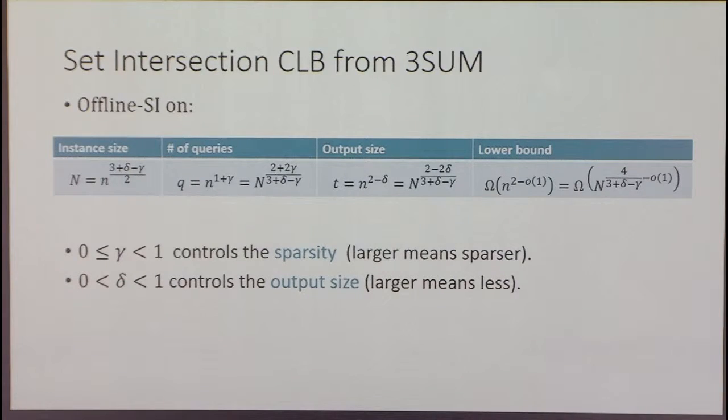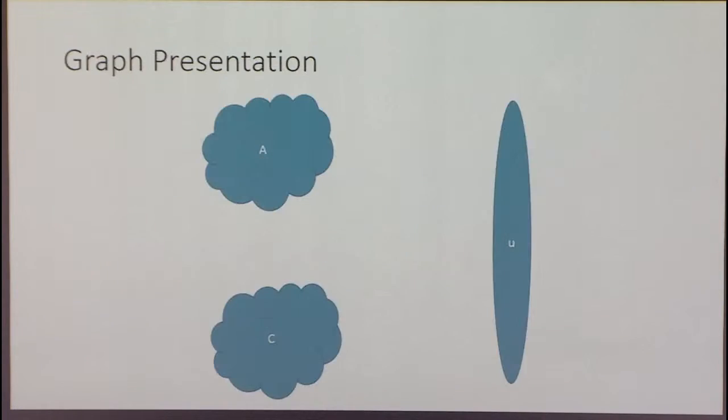And delta controls the output size, right? N to the 2 minus delta. So larger gamma means more sparse, and larger delta means fewer elements in the output. Okay. All right.